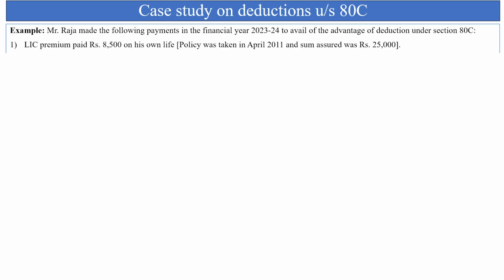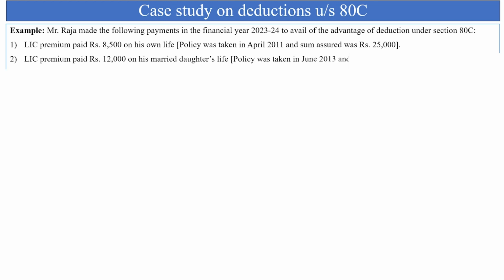Number 1, LIC premium paid rupees 8,500 on his own life policy, which was taken on 1st April 2011, that is before 1st April 2012, and the sum assured is 25,000. As the policy is taken before 1st April 2012, the premium is limited to 20% of the sum assured. Sum assured is 25,000, so 20% means 5,000, but actually paid 8,500. So the allowable amount is only 5,000.